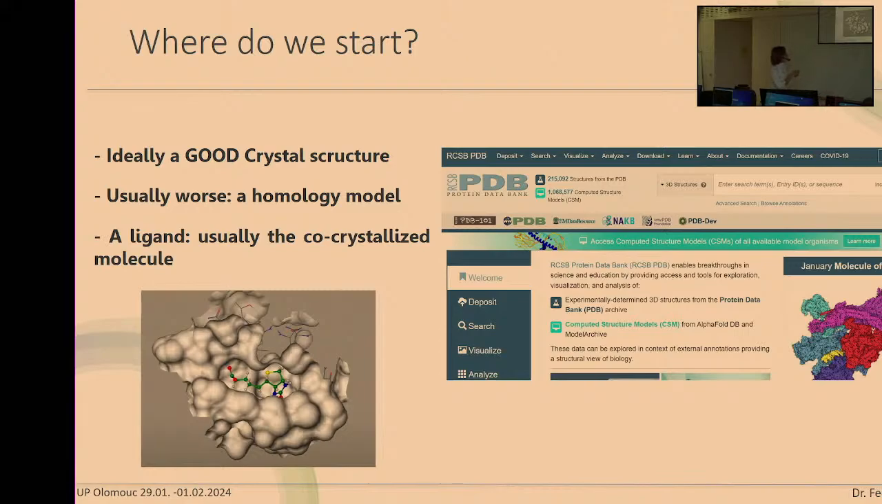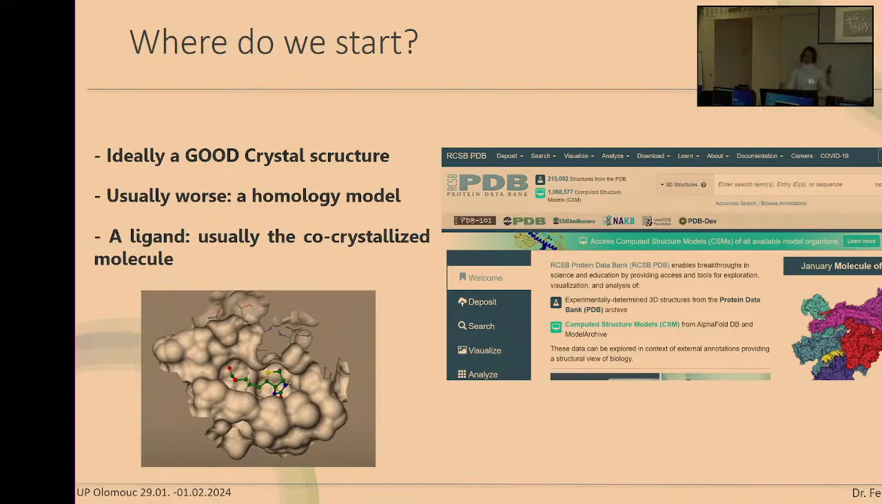When possible, we have to check in the Protein Data Bank if we have a crystal structure. We have to check if a co-crystallized molecule exists in the Protein Data Bank. So if we can, we should take into account receptors with an experimental co-crystallized molecule bound inside. Why?